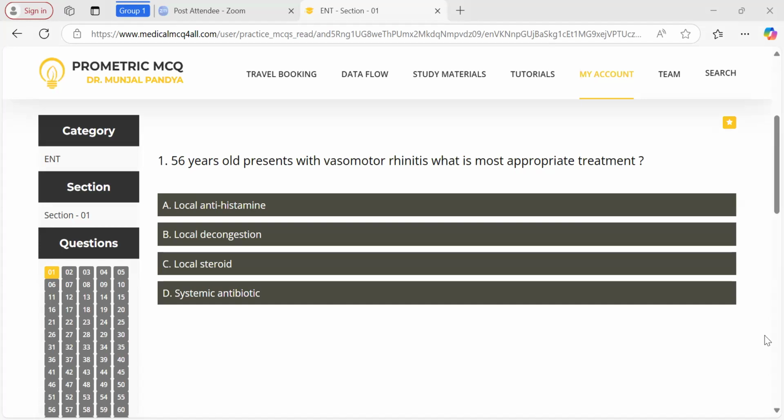Okay, this is the first question. A 56-year-old presents with vasomotor rhinitis. What is the most appropriate treatment?